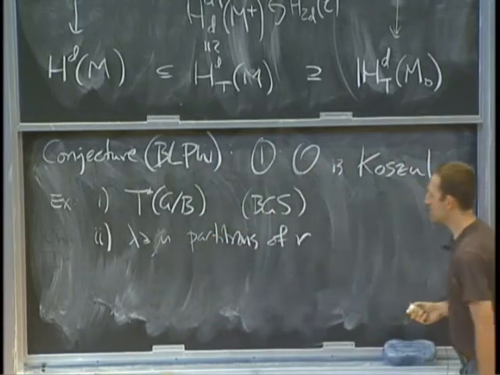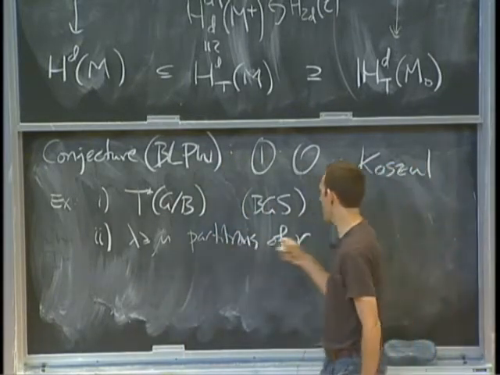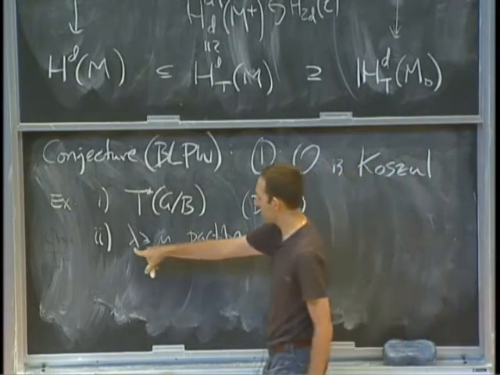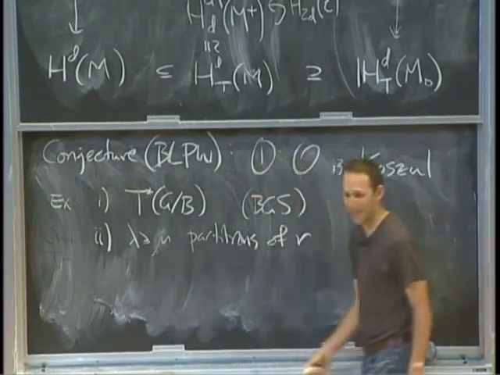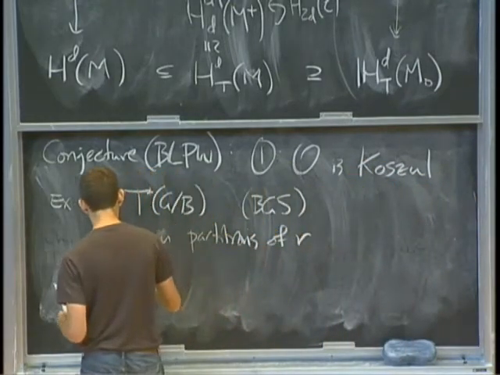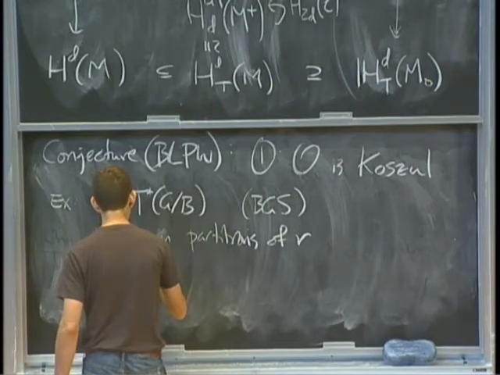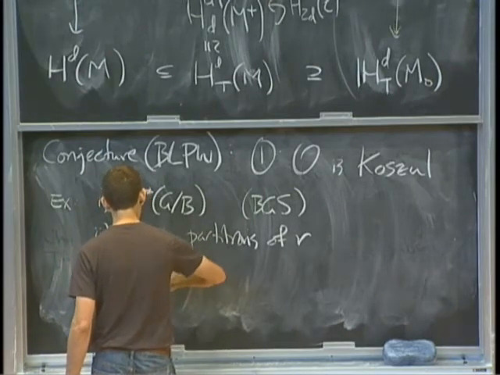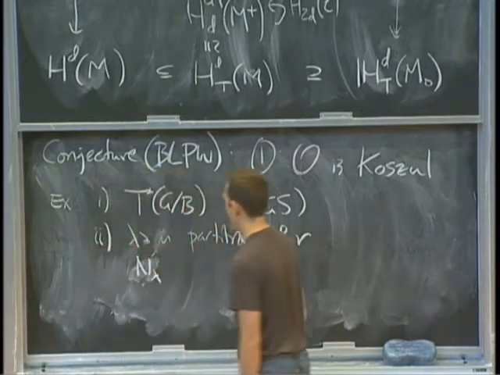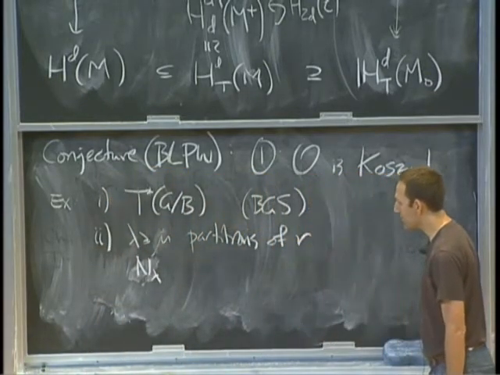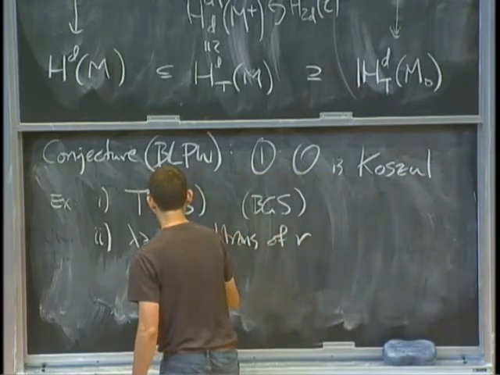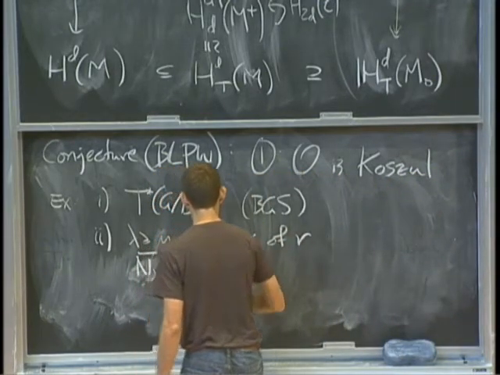That means partitions of r correspond to nilpotent orbits in sl_r. And this means that the closure of the lambda orbit contains the mu orbit. So I want to look at the slice. Well, OK, so I want to say N_lambda is the nilpotent orbit indexed by lambda in sl_r, and its closure contains N_mu.